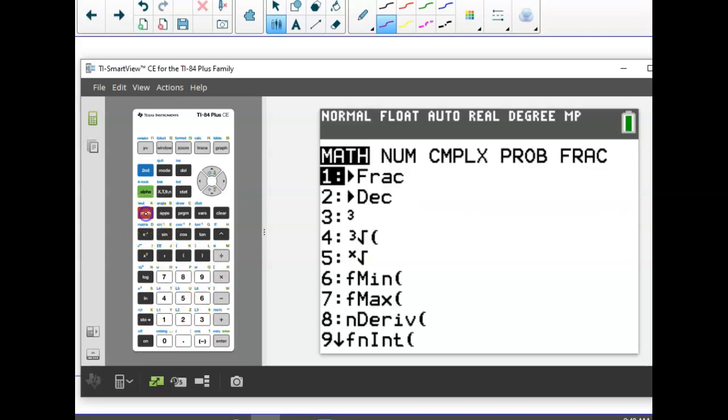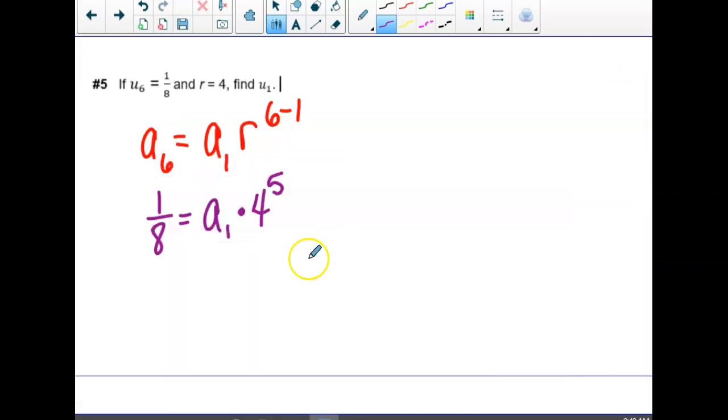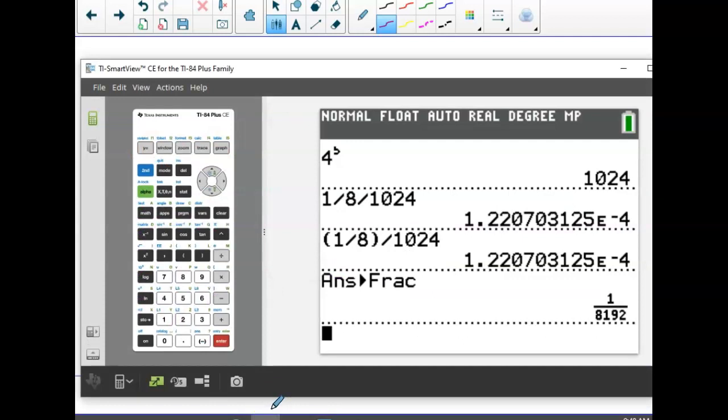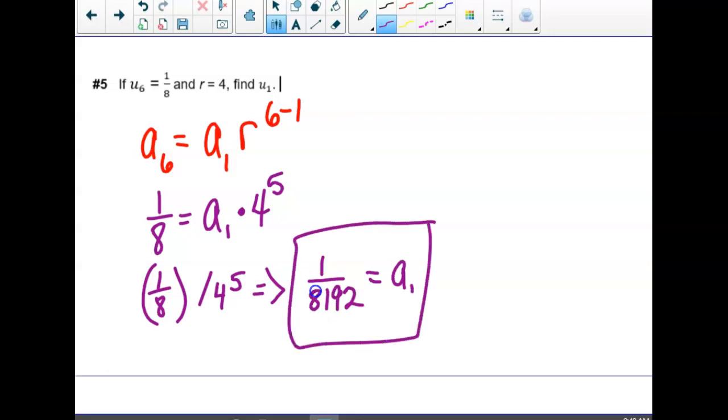Math, enter. Please make a fraction. Oh, gross. 1/8192, anyone? So we did 1/8 divided by 4 to the 5th, and we got a crazy decimal, which became 1/8192. Okay, I don't know that they're all disgusting on the quiz, but good practice to do some.